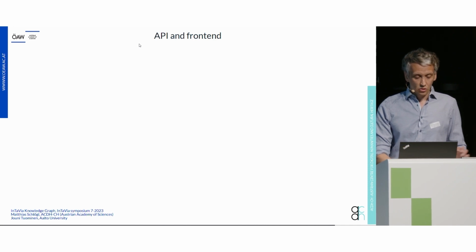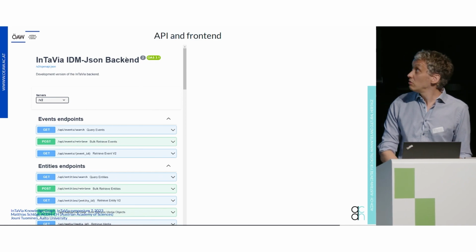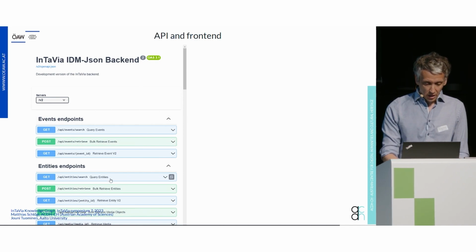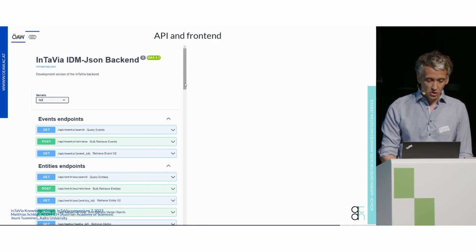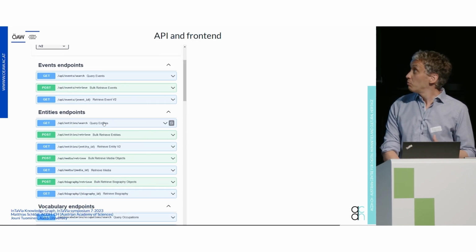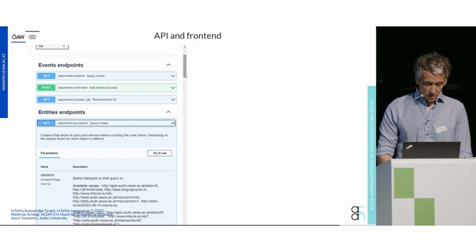So now I'm going to show you, hopefully this is going to work, the API live. So this is the API Swagger definition, which gives you a machine-readable definition of what is where and what you can query. And there are entity endpoints and event endpoints. And the entity endpoint, for example, here has several filters.